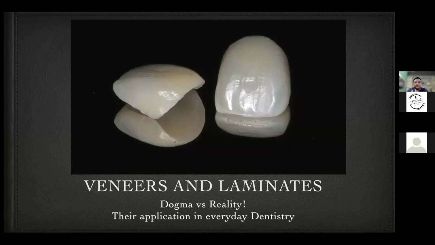So two things that I would want to take you through is first, disperse the dogmas behind veneers and laminates. So in an hour and a half, I can tell you what veneers and laminates can actually do, and then what's the reality and what you should be looking at when you're looking at veneers and laminates.